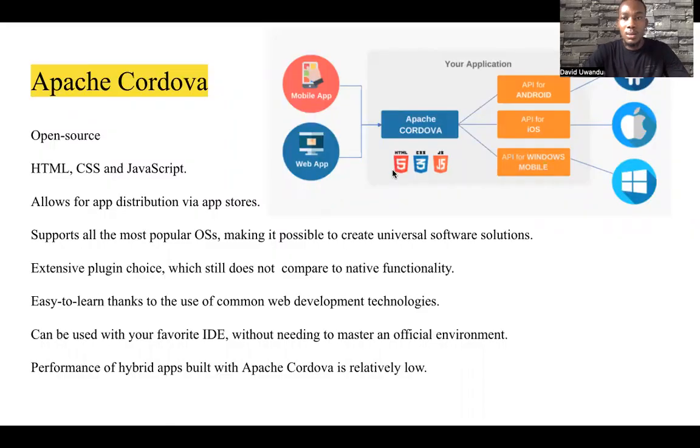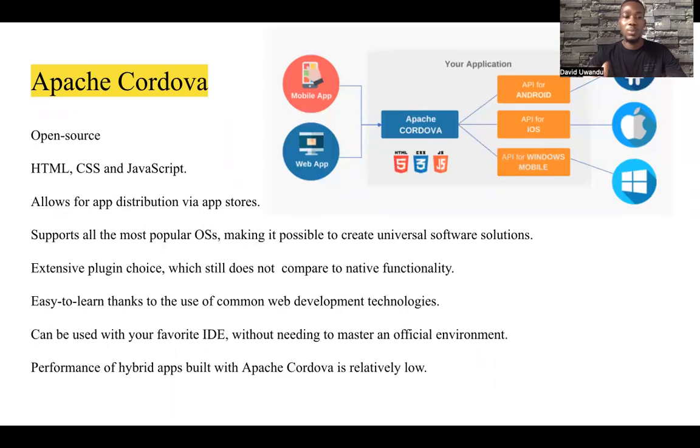Yes, welcome back. Sorry for that break in transmission. We're talking about Apache Cordova. Like I said earlier, it is open source and it uses HTML, CSS, and JavaScript to build these mobile applications. And it allows for app distribution via app stores, so you can download these applications through your app stores. And it also supports all the most popular OSs, like I said, Windows, Android, and also iOS.